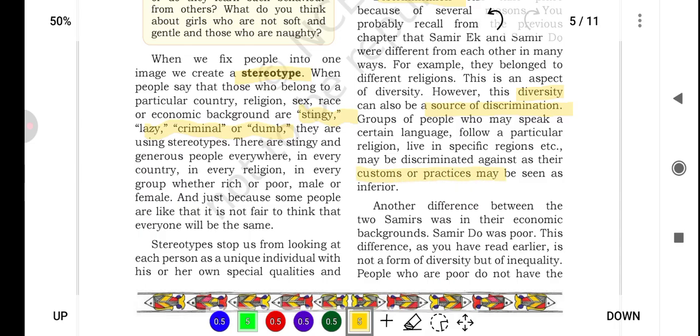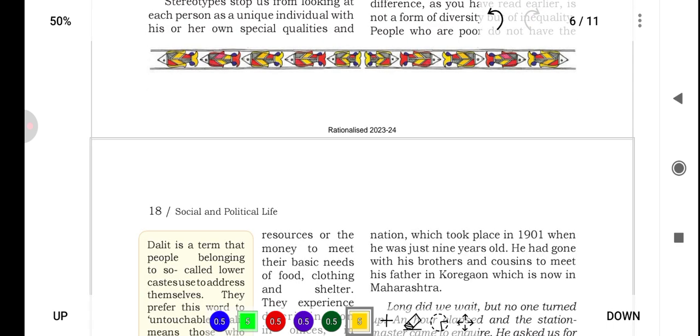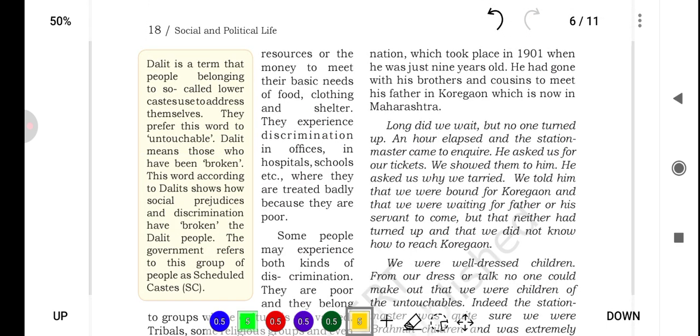Another difference between the two Samirs was in their economic background. One Samir was poor. This difference, as they have read earlier, is not a form of diversity but of inequality. People who are poor do not have the resources or money to meet their basic needs of food.